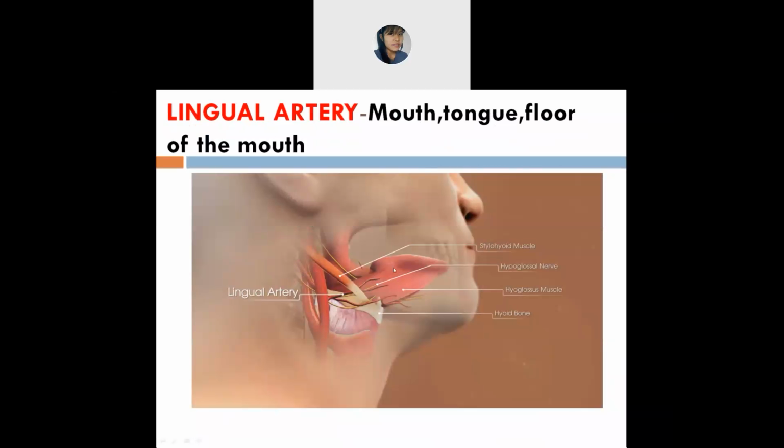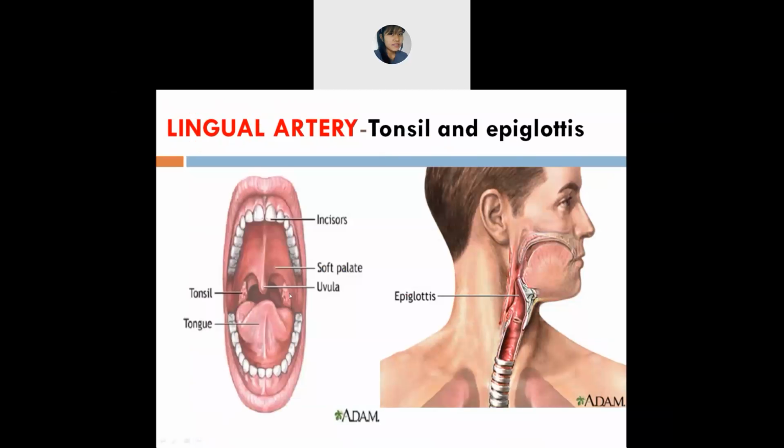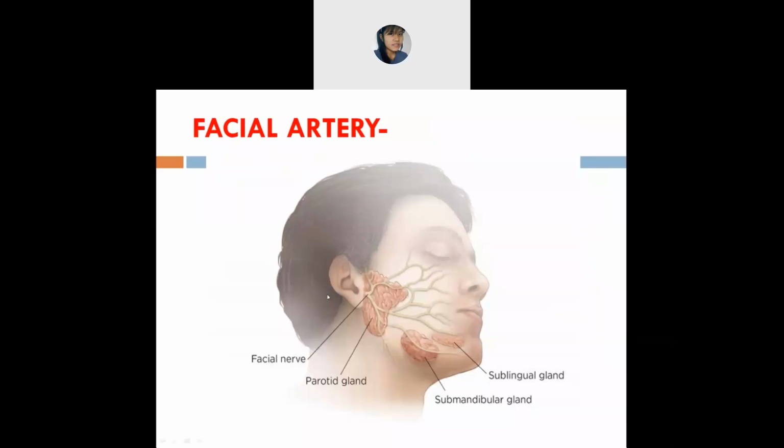They supply your mouth portion only, for example your tongue, then the floor of the mouth. Then in which area? Your tonsil. This is the tonsil, both of these two, and then the epiglottis. So in all these areas, the lingual artery supplies. Is it clear about the lingual artery?